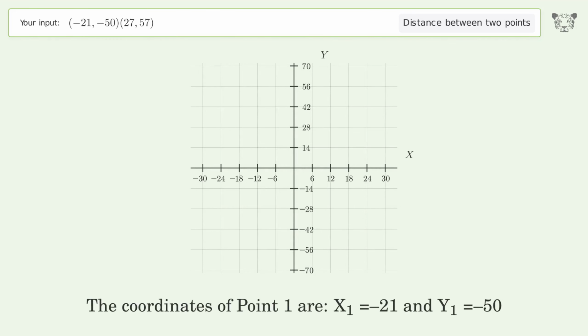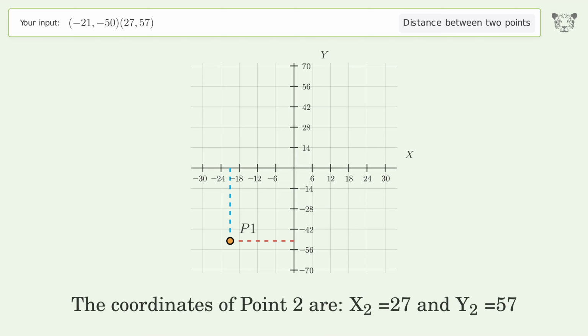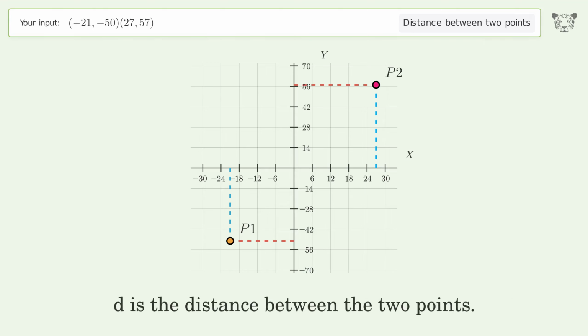The coordinates of point 1 are x1 equals -21 and y1 equals -50. The coordinates of point 2 are x2 equals 27 and y2 equals 57. D is the distance between the 2 points.